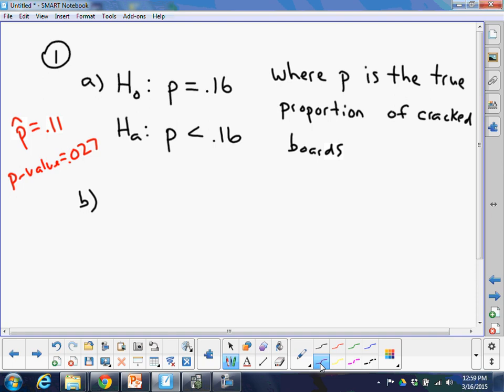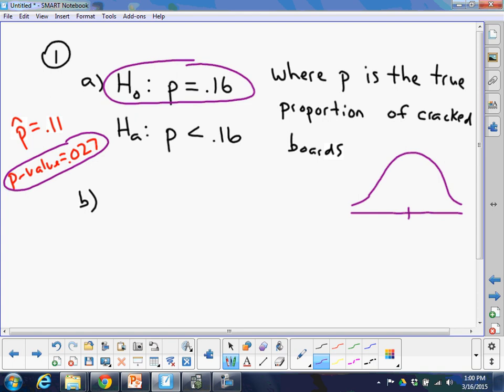And part B was interpret the p-value. So basically, what does this mean? Again, I'm going to draw a little picture to think about it. The thought process on all these significance tests is, once you have your conditions met, for the normal and all that good stuff, we want to assume that the null hypothesis is true. So we're going to assume that the true population proportion is 0.16. That means the mean of the sampling distribution would be 0.16 as well. We got a sample value of 0.11.